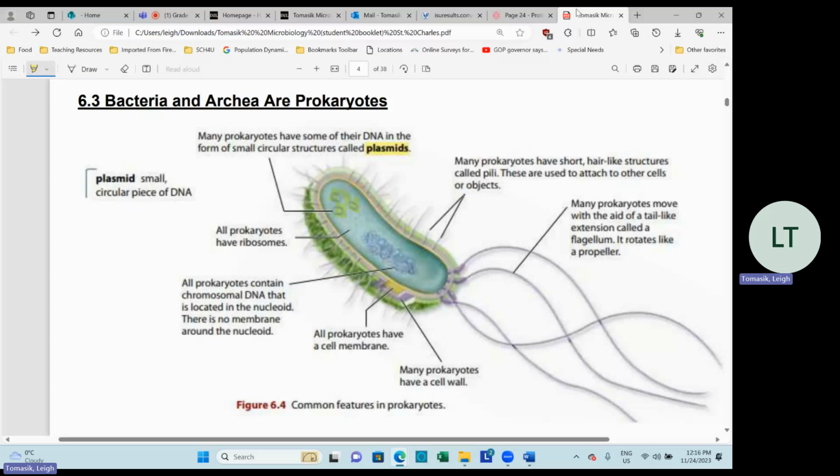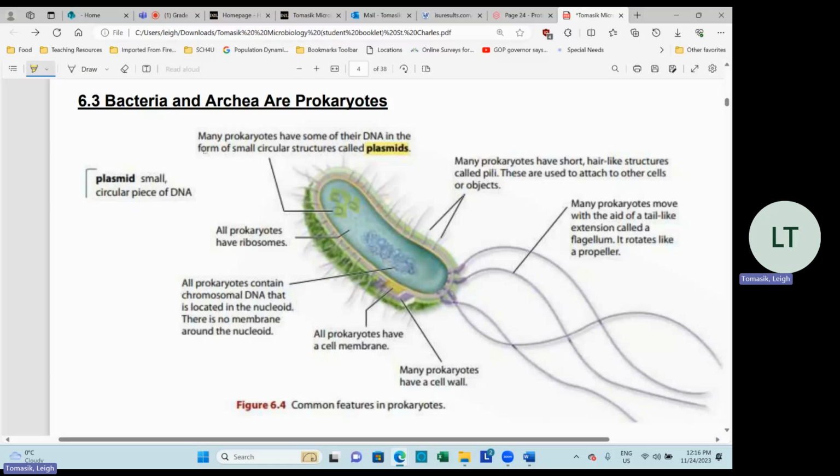So the first type of microorganism that we're going to talk about is a prokaryote, right? So these are bacteria and archaea, and we're going to talk about them together because they have many similarities. Bacteria and archaea are prokaryotes. Prokaryotes, remember, don't have nuclei and they don't have membrane-bound organelles. So this is a prokaryote cell. And one thing that you'll see in a prokaryote cell that you won't see in a eukaryote cell are plasmids.